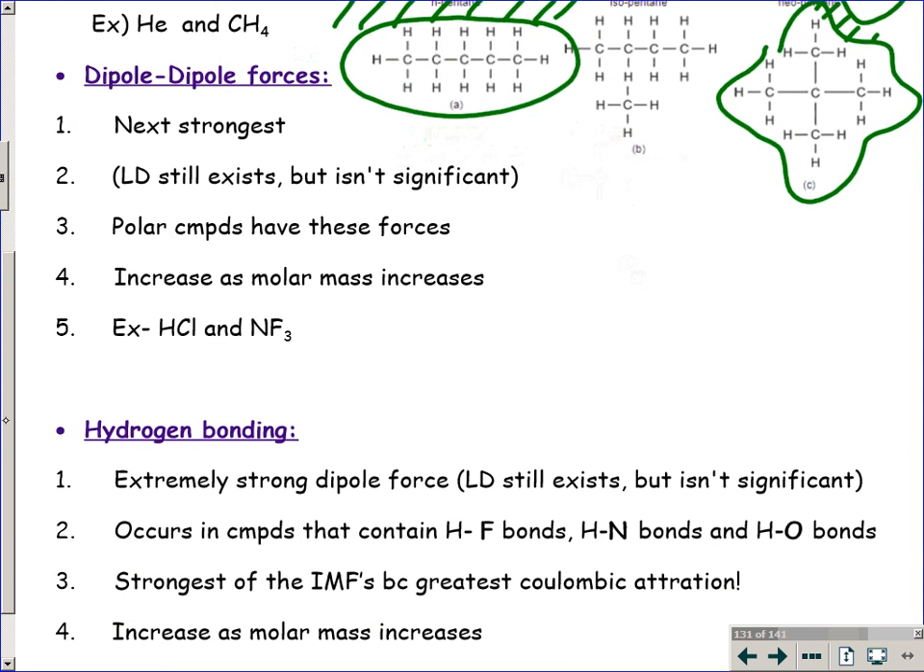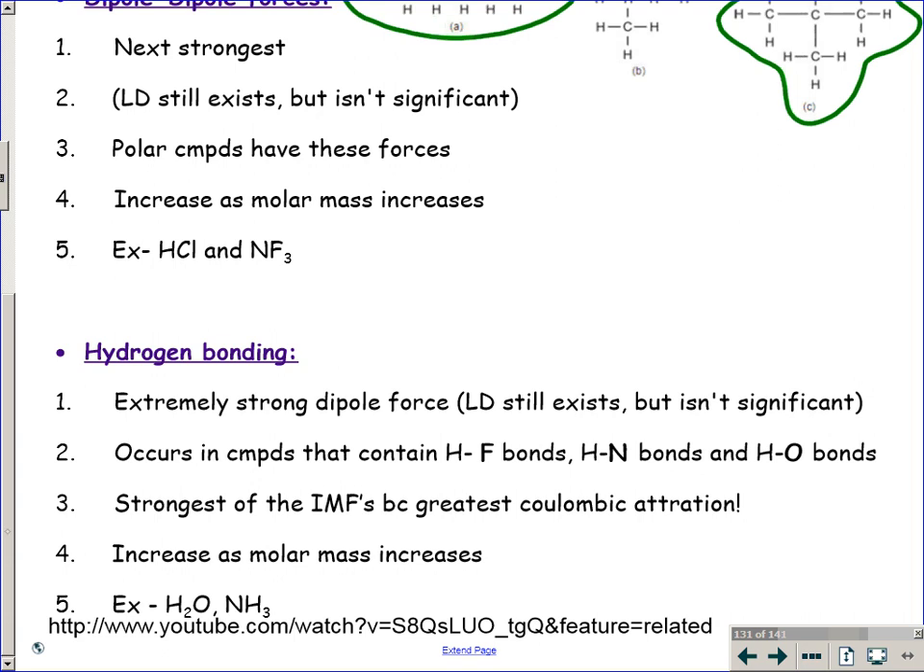I just want to do reminders there. Really, there's nothing new with dipole-dipole or hydrogen bonding. Who's the strongest of the ones we've covered? Hydrogen bonding. Who's even stronger? Ion-dipole. And that's only in aqueous solutions, or in solvents, because we have to have a solvent dissolving the ionic compound. Otherwise, these will increase in strength based on the molar mass present in the individual compounds.